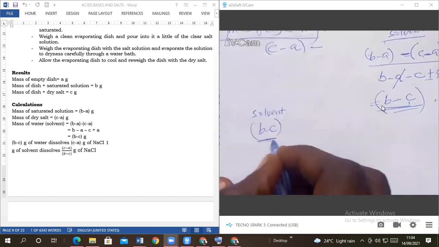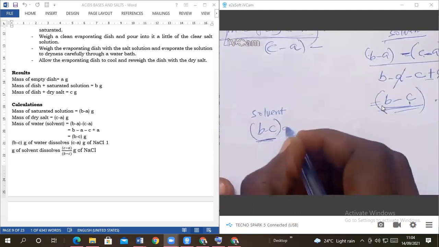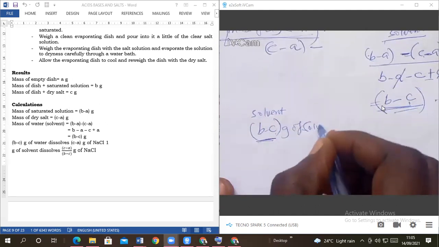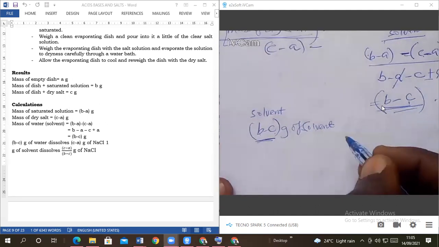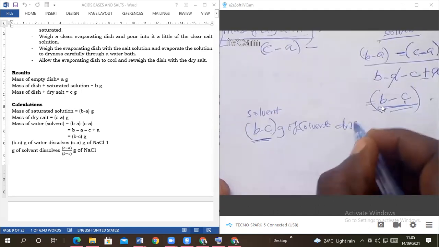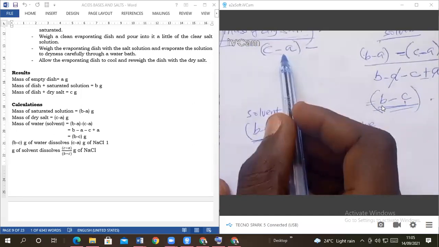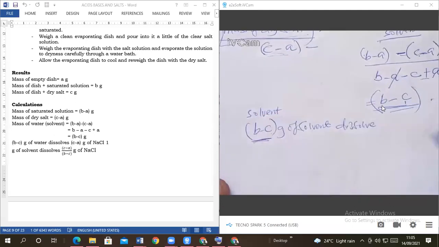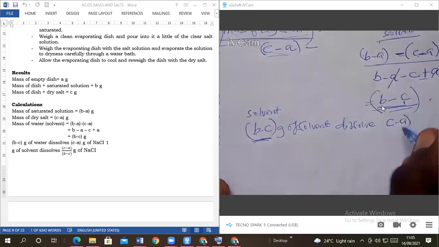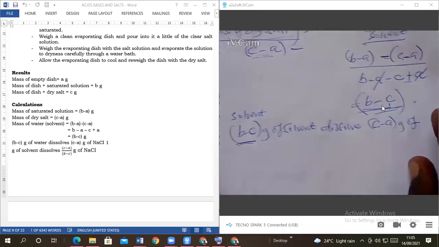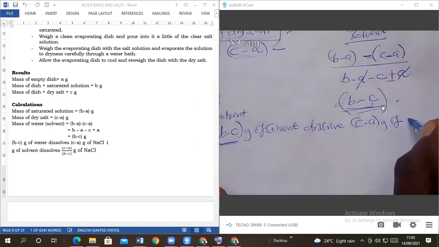So this is the mass of the solvent. B minus C grams of the solvent dissolved. What did it dissolve? What was the mass of the dry salt? It was C minus A. C minus A grams of the salt.